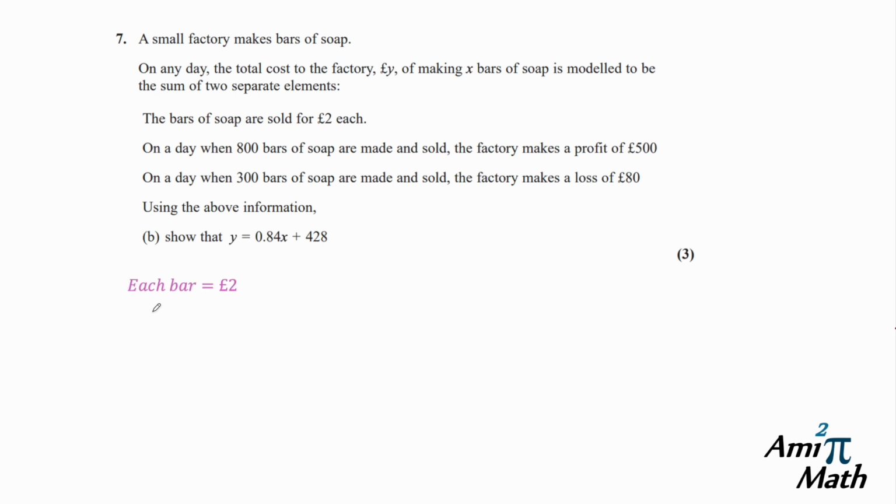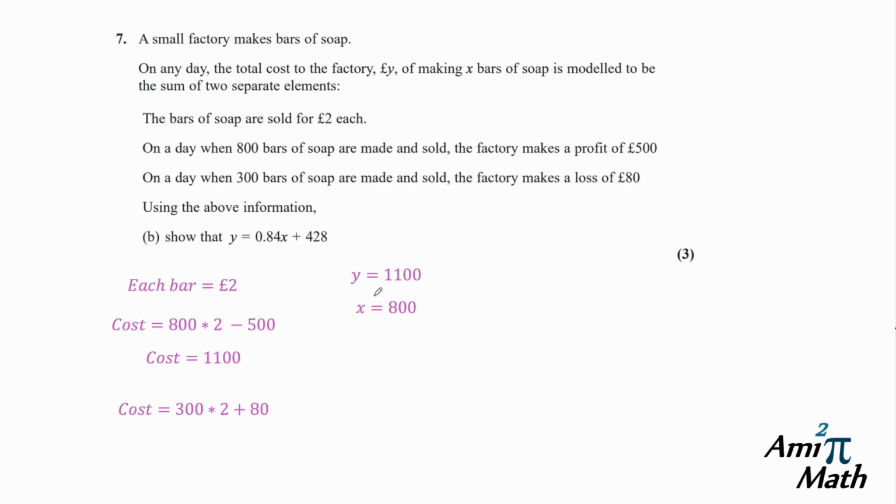Okay, so each bar equals £2, and we need to work out the cost, which is basically y. We've got 800 bars of soap which are made, but it only makes the factory £500. Without the cost, how much could it have made originally? Well, that is 800 times 2, because each one is £2. So that will give you £1,600, but it only makes a profit of 500. So you work out 1,600 minus 500, and that gives you a total cost of 1,100. Then we can say y equals 1,100, that is your total cost y, and x equals 800 in this case.